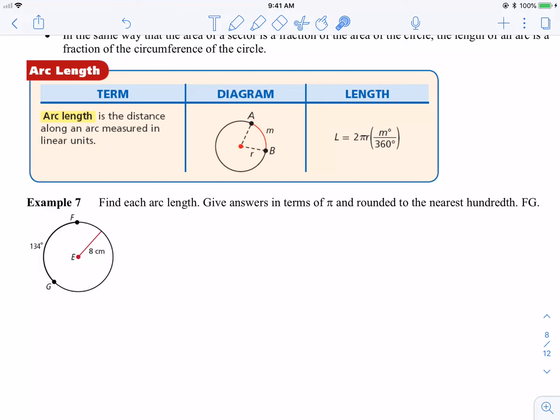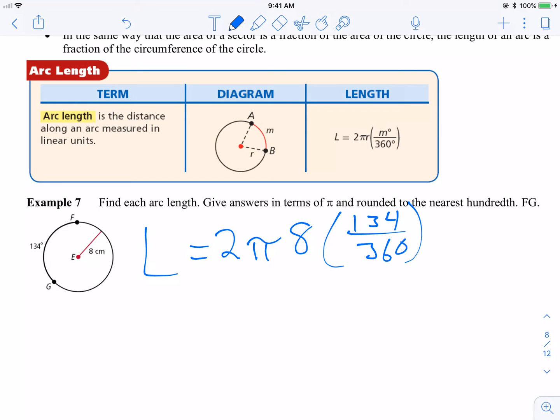So in example 7, we're given a circle with a radius of 8 centimeters and an arc FG of 134 degrees. So to find this arc length, go 2 pi times the radius of 8 and multiply this by our fraction of the circle that we have, 134 out of 360 degrees.